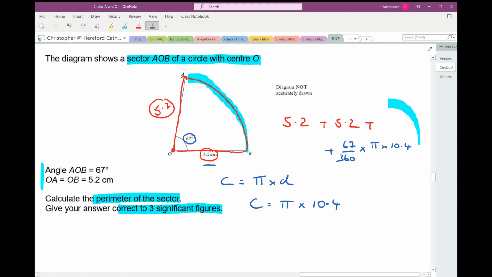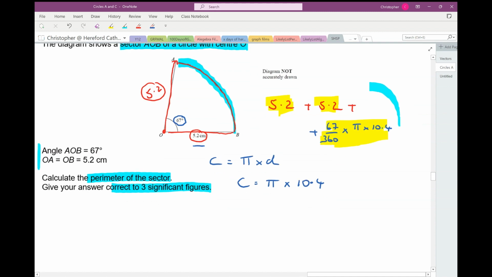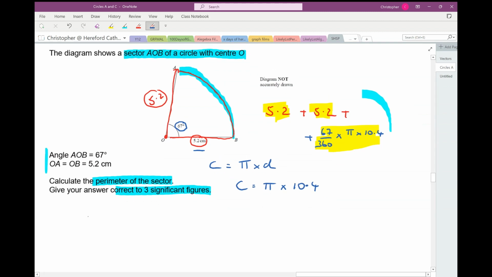So for the perimeter, I'm going to need the straight length plus the straight length plus the blue arc. So into my calculator, I'm going to carefully type in 5.2 plus 5.2 plus, I'll probably be using the fractions function on my calculator, or perhaps I'd work out the blue length separately and then add on the two 5.2s. Either way, I hope you get the answer 16.48 and so on. And we have to give that answer to 3 significant figures. So the answer is 16.5 centimetres.